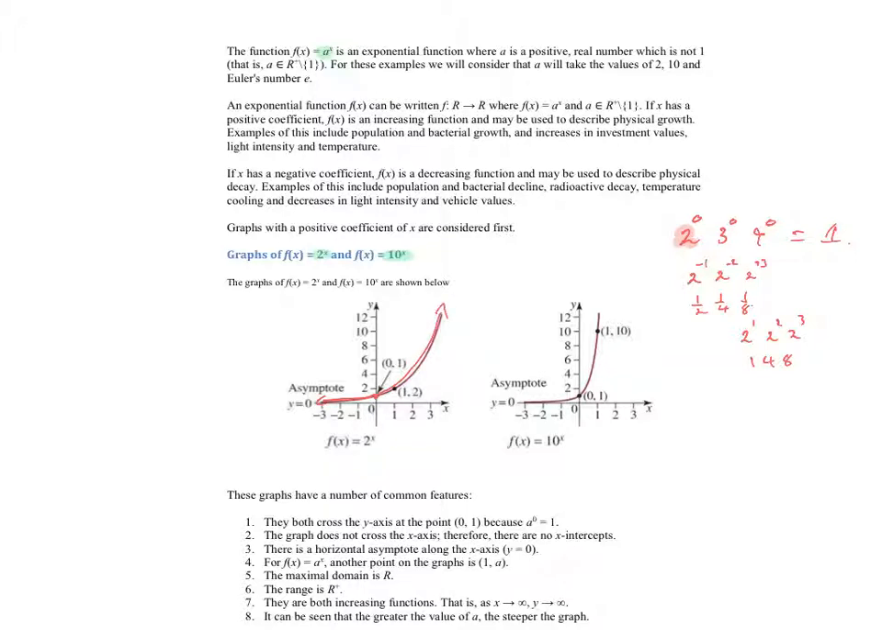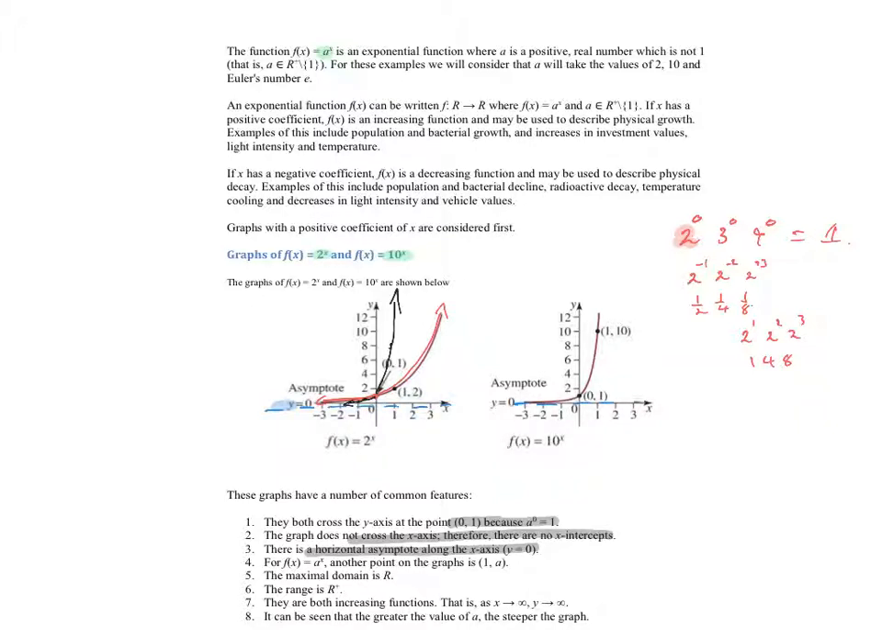So the only difference between a 2 to the x and a 10 to the x, if I was to bring that 10 to the x in here, it'd be a lot steeper and get a lot smaller sooner. All right. So key features are: intercept is at (0, 1). Okay, they do not cross the x-axis. There are no x-intercepts, which means there's a horizontal asymptote at y equal to 0. So in other words, at y equal to 0, I have an asymptote.